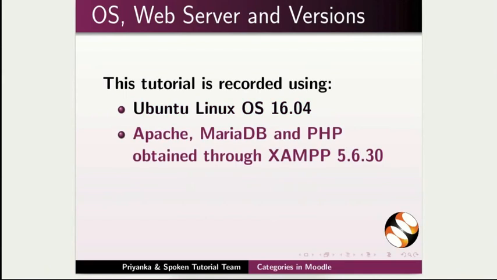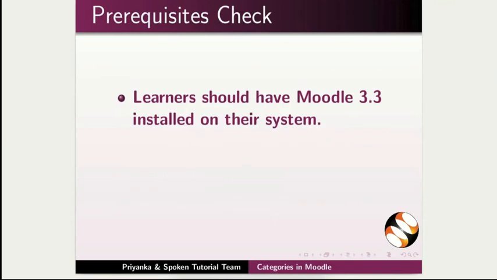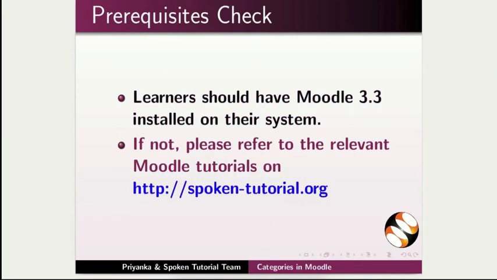16.04, Apache, MariaDB, and PHP obtained through XAMPP 5.6.30, Moodle 3.3, and Firefox web browser. You can use any web browser of your choice. However, Internet Explorer should be avoided as it causes some display inconsistencies. Learners of this tutorial should have Moodle 3.3 installed on their system. If not, please refer to the relevant Moodle tutorials on this website.